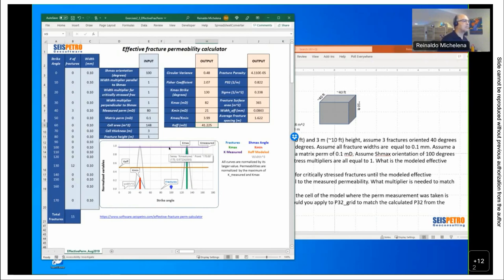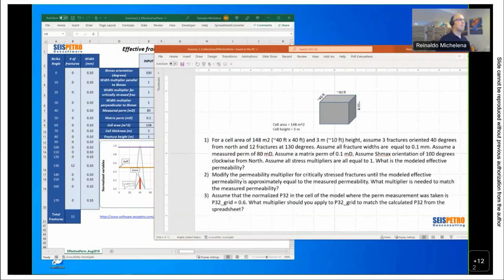This is the measured perm, and this is the model perm. In this K effective, and this is the measure. So our goal is to start changing something in the model until we match those two, because we're having a model that doesn't explain the data. So the idea is that we go to number 2, modify the permeability multiplier for critical stress fractures until the model effective permeability is approximately equal to the measured permeability.